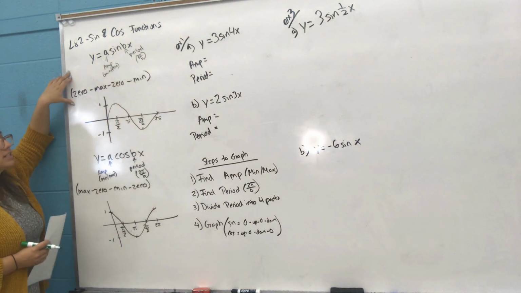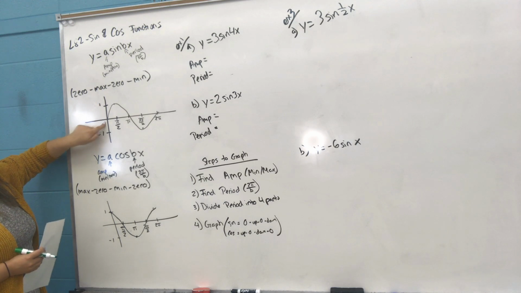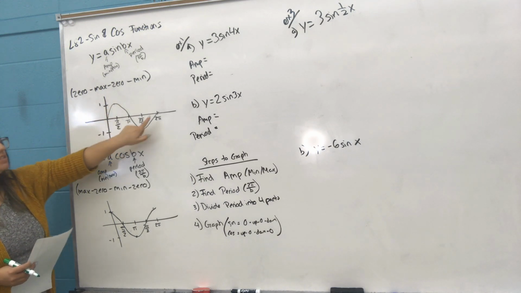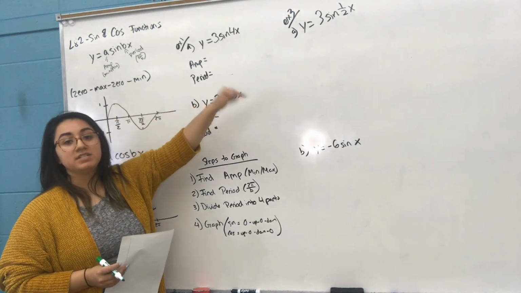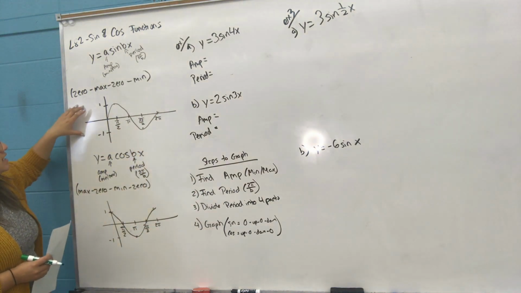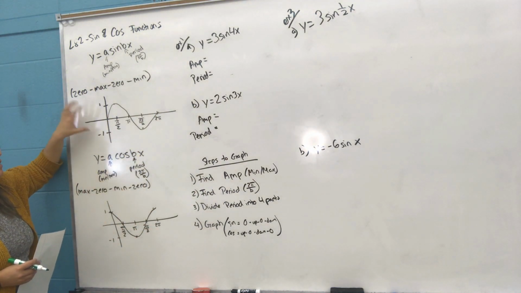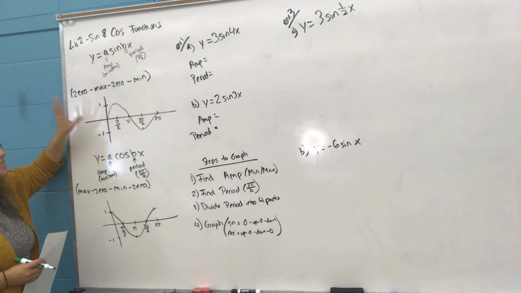The pattern for sine is it starts at 0, works its way up, 0, down, 0, up, 0, down, 0, up, 0, down, 0. So that's the graph pattern for a sine.